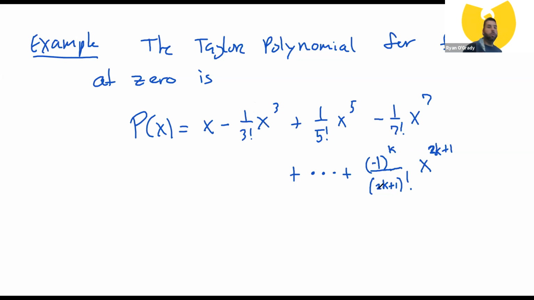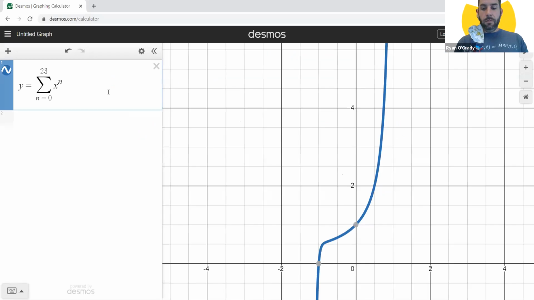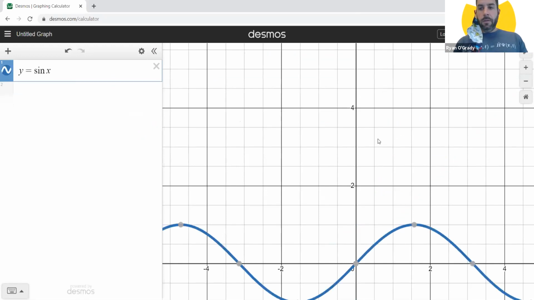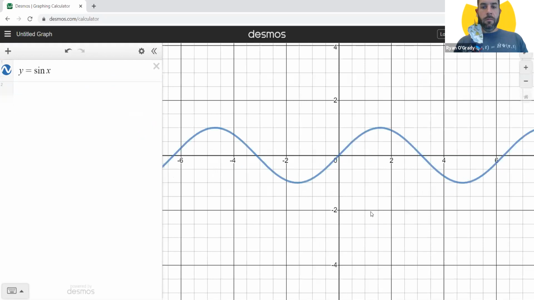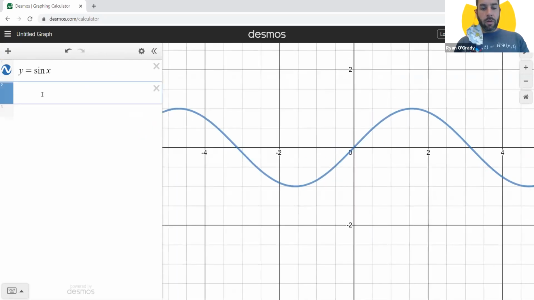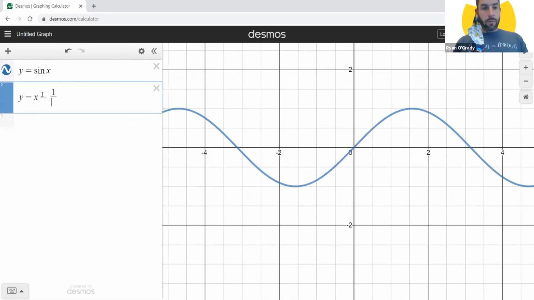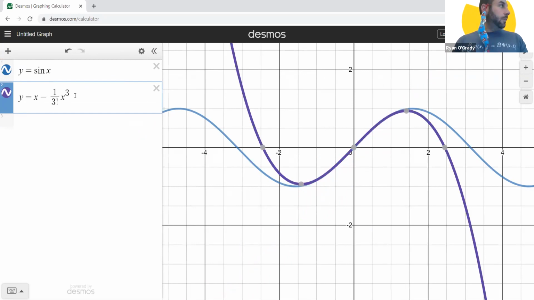Now, why is this the case? Before we see why, let's just graph it. That would be more powerful, I think. Let's graph it first. So let's first graph the sine. Now let's start graphing these polynomials. Y equals x, that's the tangent line, minus 1 over 3 factorial x cubed. See, that's pretty accurate in a wide margin.